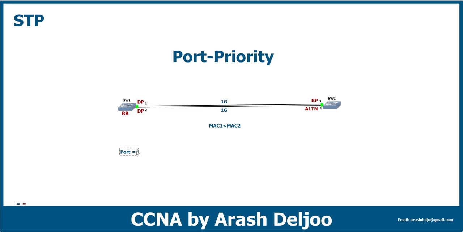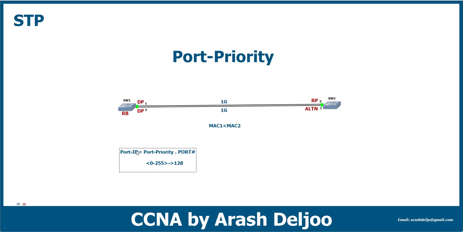The port ID includes two parts. The first 8 bits is the port priority, and after that the next part is the port number. You know that the port priority can have a value between 0 and 255, and the default value is 128.